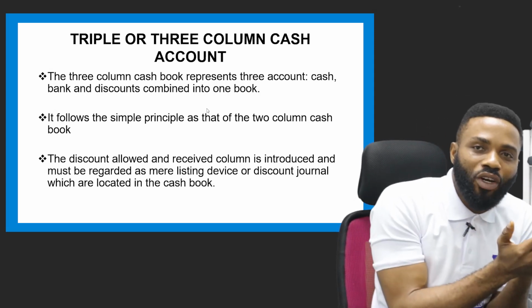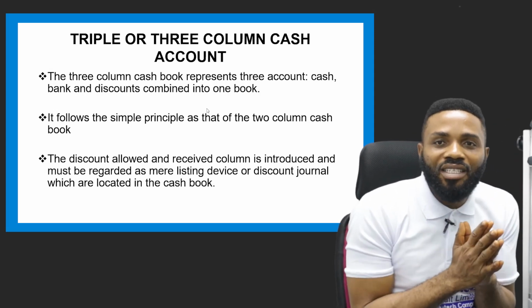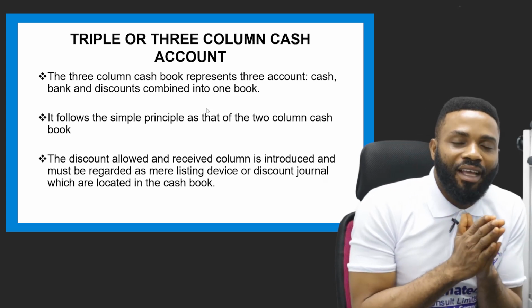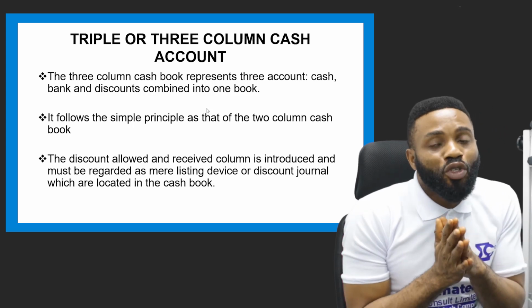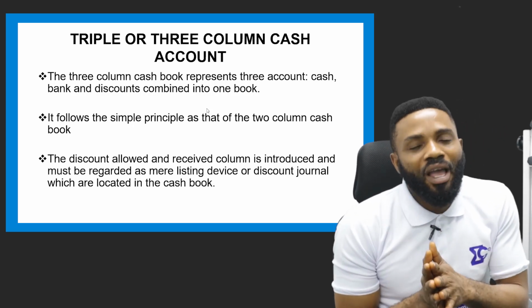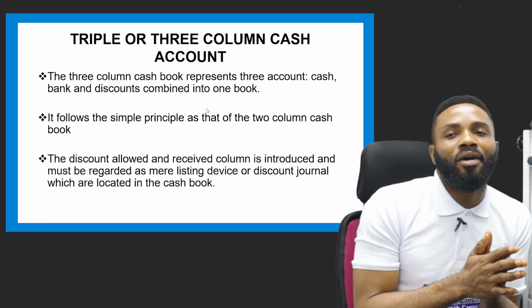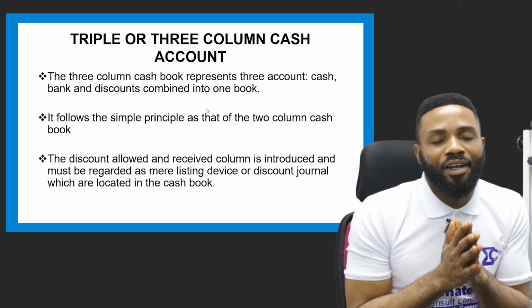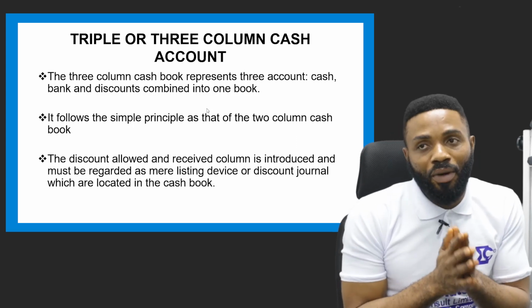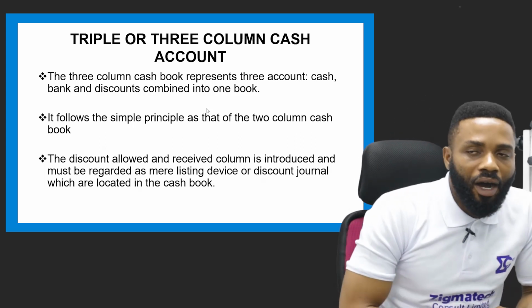You debit whatever you receive, if it is cash, and then you put the amount in cash column. If it is check, you post it in the bank column, and then you credit the amount in cash column if it is cash, and then if it is bank, you post it into the bank column.